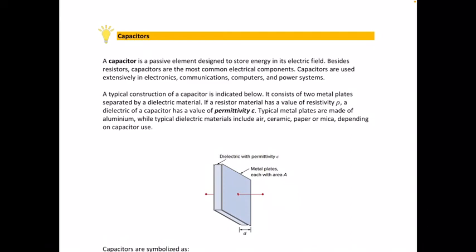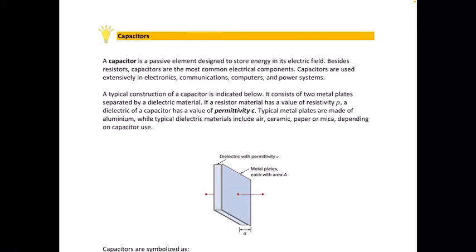So, that's the importance of capacitors. They act as buffers of energy in a circuit board. A typical construction of a capacitor is indicated below. As you can see in this image, we have two plates, and in between these two plates is a material which is called a dielectric material.